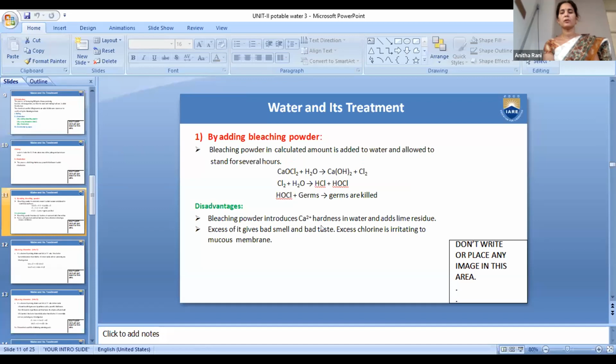So here, bleaching powder: we should not use bleaching powder because it increases the hardness in water. And using an excess of bleaching powder also gives a bad smell and bad taste.